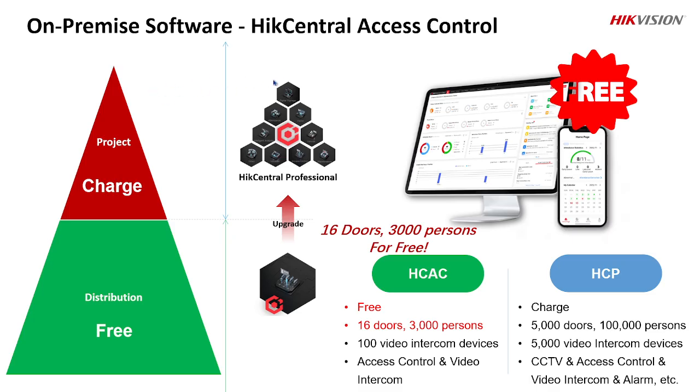Then HIC Central Access Control is now on premise. So we have HIC Central Access Control. You see it lies in the free version: 16 doors, maximum of 3,000 persons, 100 video intercom devices. It supports access control and video intercom. This one you install on a PC or on a server. Then the resources can be accessed by multiple clients, including the mobile client.